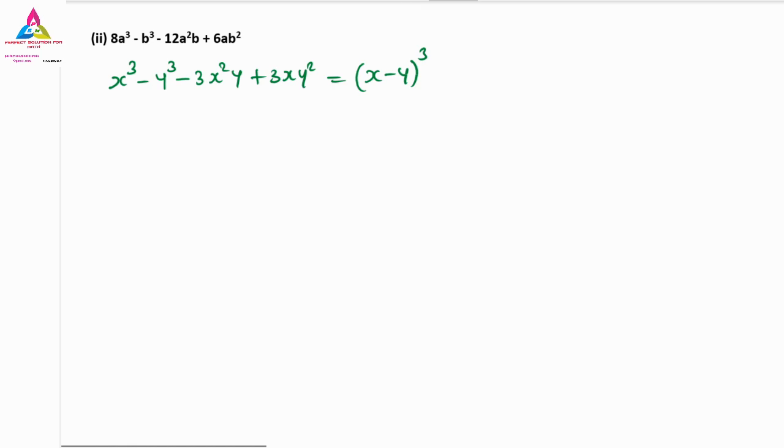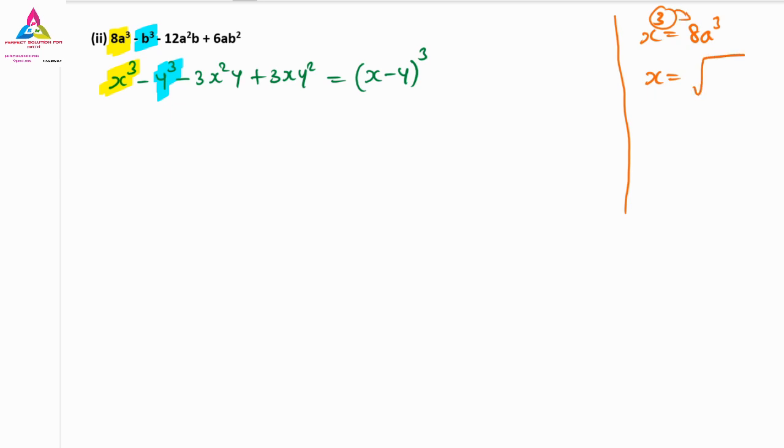So first thing we have to see, in place of x cube we have 8a cube, so it is a similar question, and in place of y cube we have b cube, and the negative sign stays negative only. That is not a problem. So let us solve for x and y. x cube is equal to 8a cube. To find x, when you shift the cube to the other side, it becomes the cube root of 8a cube. Cube root of 8 is 2, and a cube gets cancelled, so the x value becomes 2a.